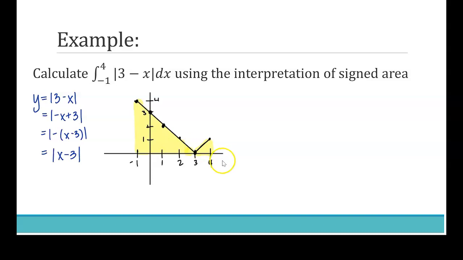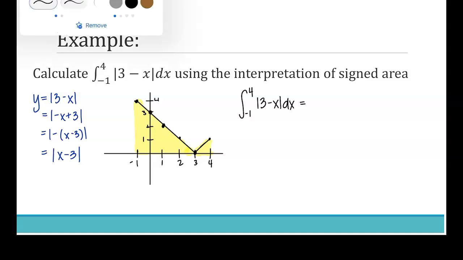So these are the two regions that we're going to try to find the area of. They're both positive. So we know that our overall answer to this problem is going to be a positive value because there's no area that's below the x-axis on this one. So we have the integral from -1 to 4 of the absolute value of 3 minus x dx is equal to, again, the area of two different triangles.